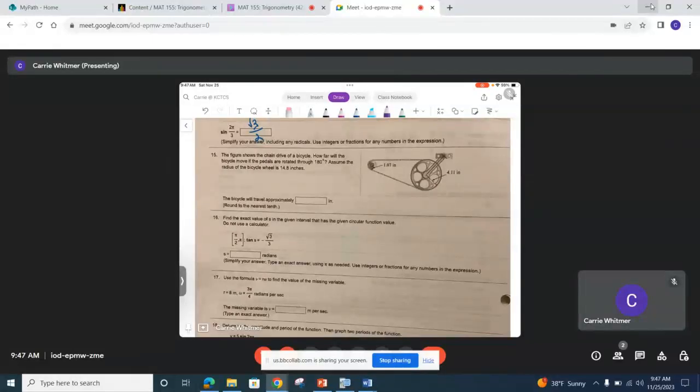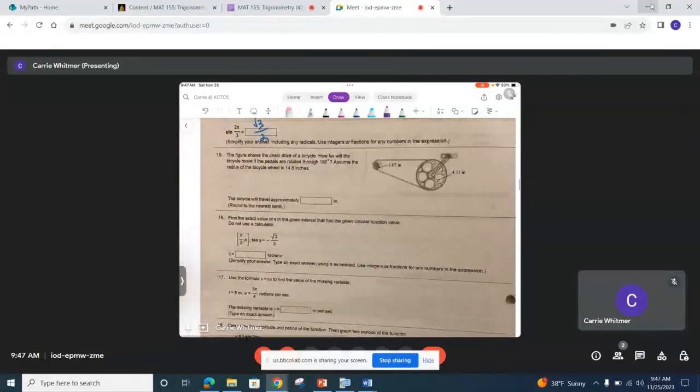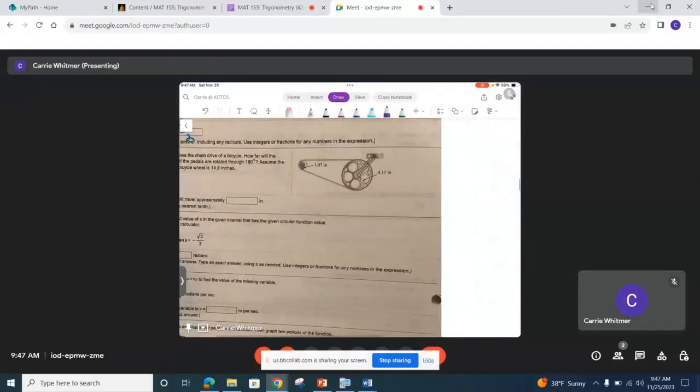Okay, number 15, we are going to use the formula S equals R theta. So first of all, we're going to look at this large gear or large circle. When we look at our arc length there, we have 4.11 times pi.